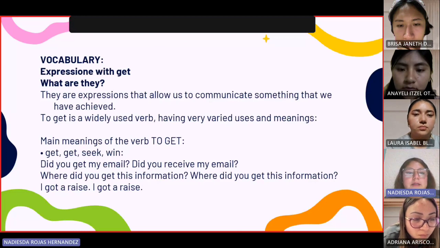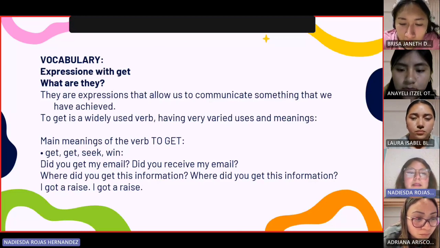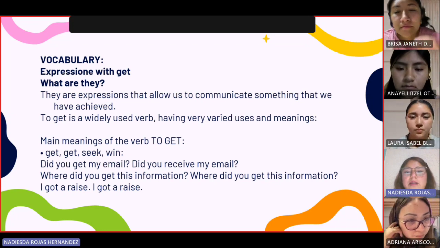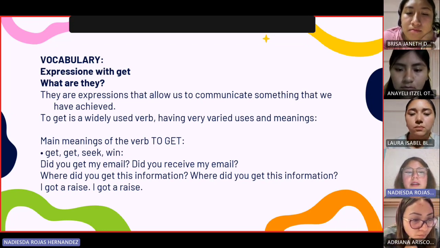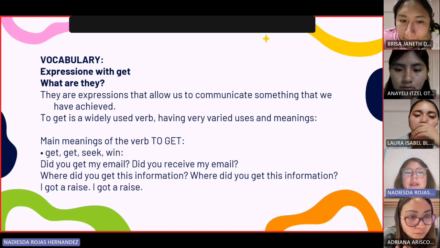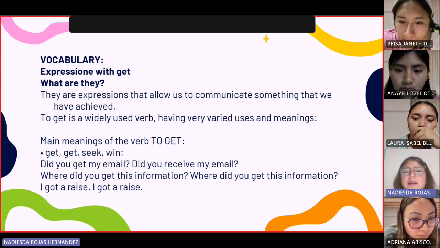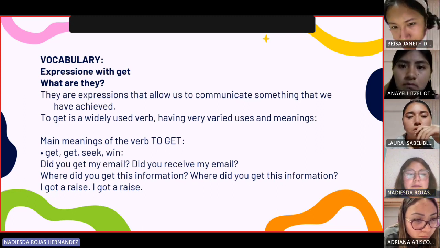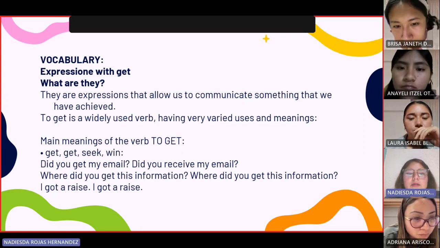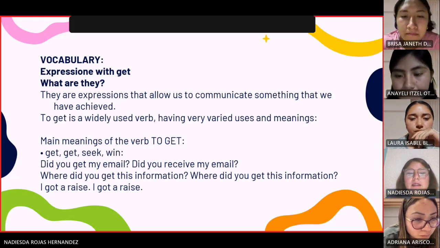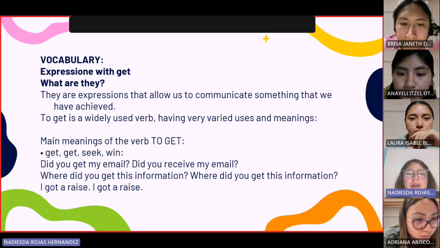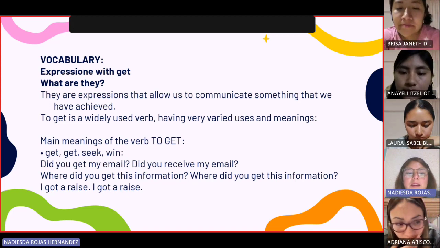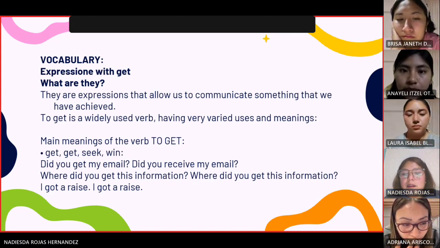Vocabulary: expressions with get. They are expressions used in all kinds of communication. Get is a widely used verb with very many meanings, such as to receive or to win. Didn't you receive my email? We gave you this information. Where did the information arise?